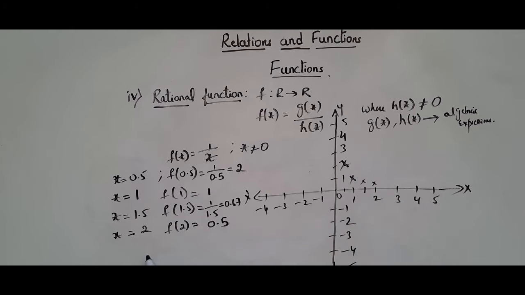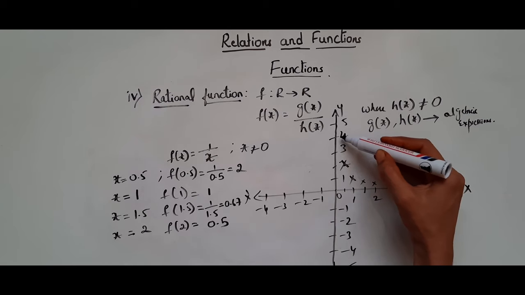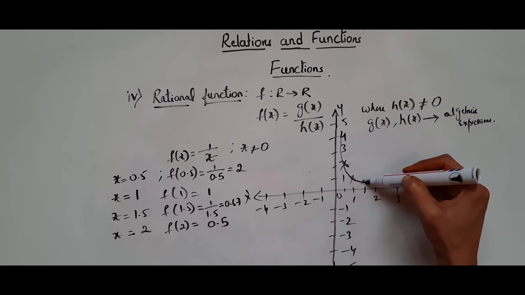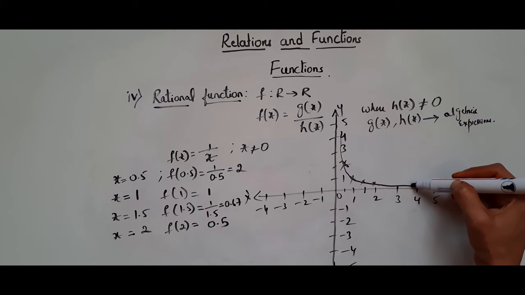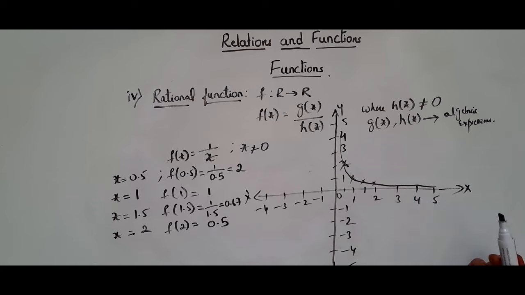So one thing you can notice, whenever the value of x is increasing, the y values are decreasing, that is tending to 0. Agreed? So when x values are increasing, your y value is tending to 0, but it will not be equal to 0. Right? So when you join all these points, you will get a graph like this, very close to the x-axis.